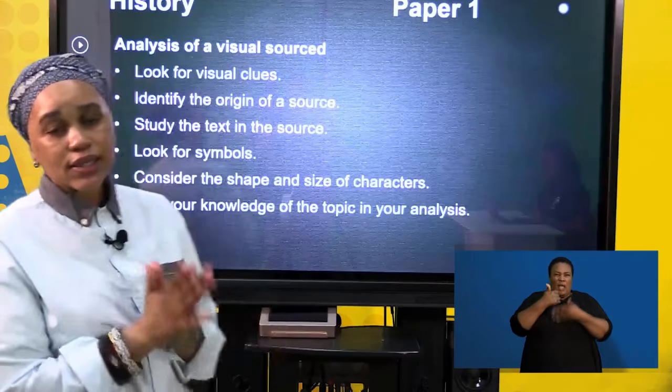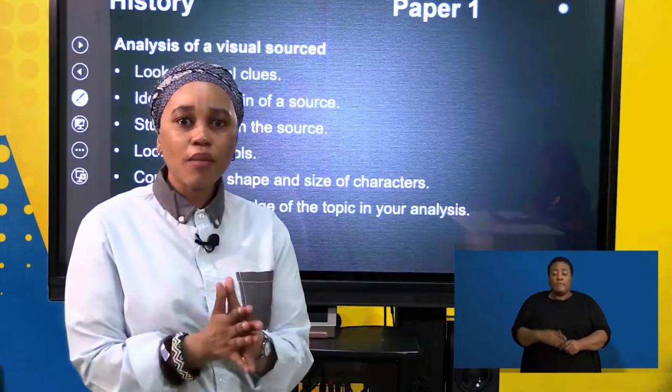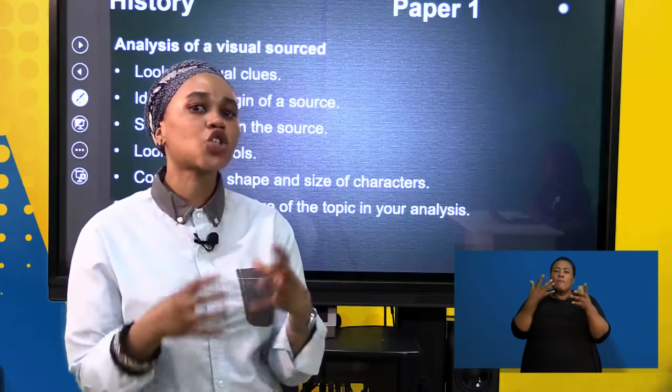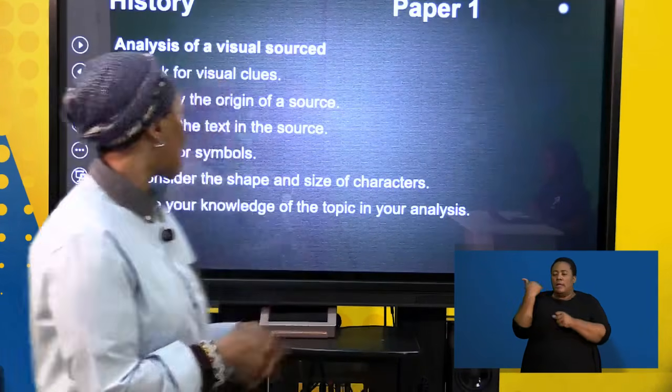Okay, so as I said, we are going to use an example from last year's paper just to show you what sort of things to look for in a visual source.